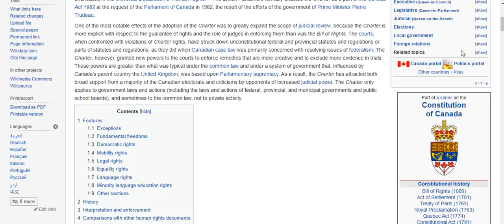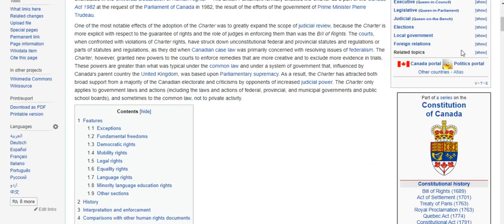The Charter, however, granted new powers to the courts to enforce remedies that are more creative and exclude more evidence in trials. These powers are greater than what was typical under the common law and under a system of government that, influenced by Canada's parent country, the United Kingdom, was based upon parliamentary supremacy. As a result, the Charter has attracted both broad support from a majority of the Canadian electorate and criticism by opponents of increased judicial power.